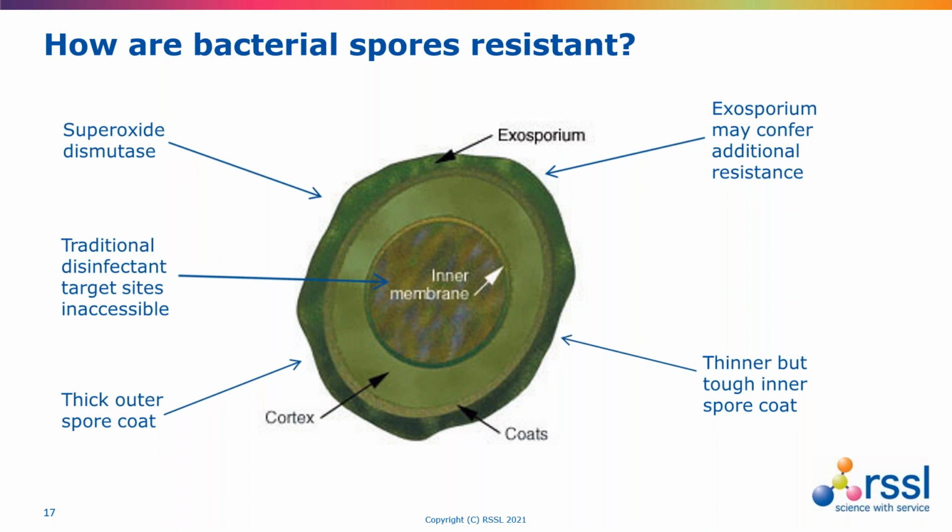And if a biocide does get through, then the inner layers, the cortex and the protoplast, function to limit and block chemical diffusion. And also there's a protein that's involved in spore coat formation, which is called superoxide dismutase. This also helps to protect, even potentially repel, certain chemicals from interfacing with the bacterium.